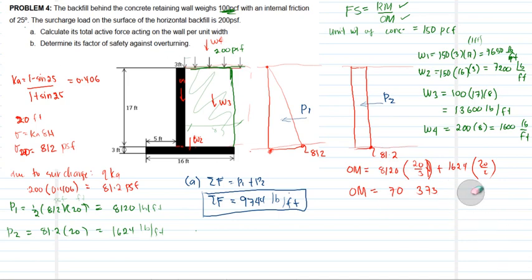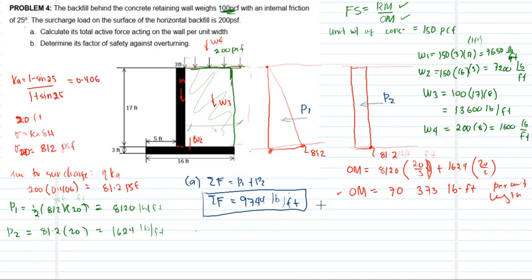Wait, moment tayo, hindi PSF. This is pounds per feet multiplied by the feet din ito. So, this is equal to pounds feet per unit length. So, per feet. So, per unit length of our wall. That is our overturning moment.